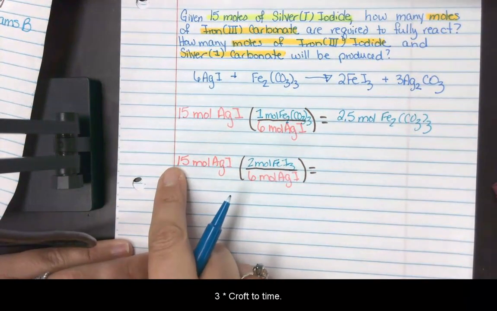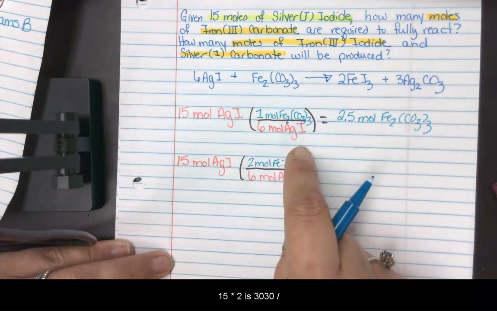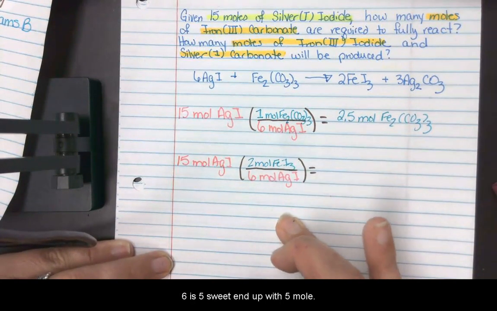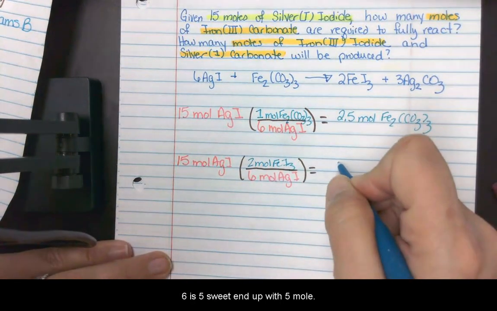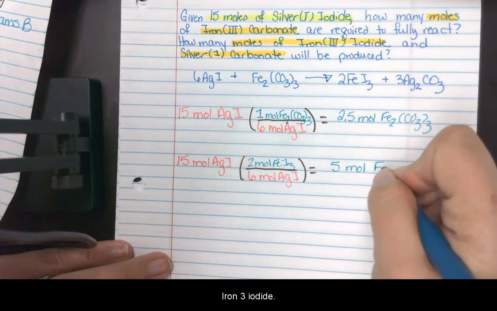So we multiply across: 2 times 15 times 2 is 30. 30 divided by 6 is 5. So we end up with 5 mole iron(III) iodide.